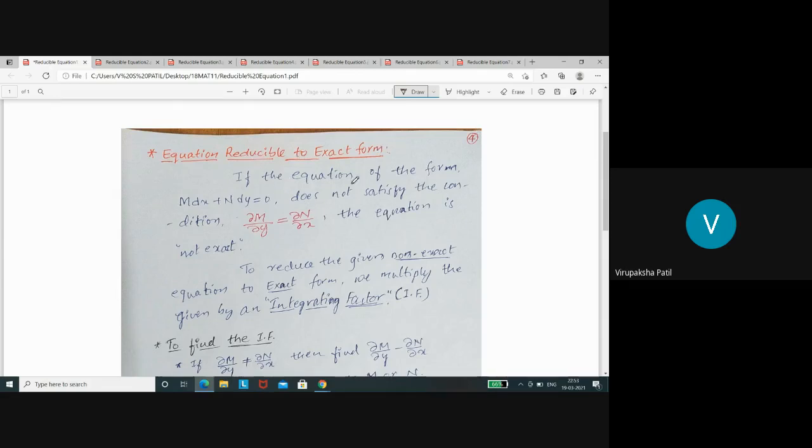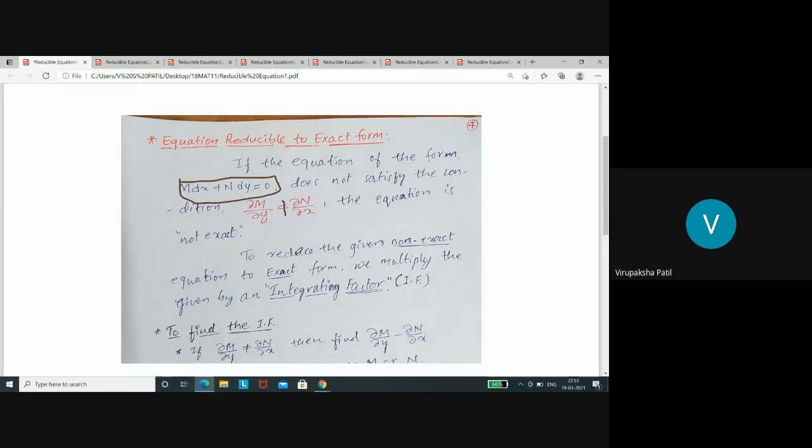Now if the given equation of the form M dx plus N dy equals 0 does not satisfy the condition ∂M/∂y equals ∂N/∂x, then the equation is not exact. That is, if ∂M/∂y is not equal to ∂N/∂x, then the given equation of the form M dx plus N dy is said to be non-exact.